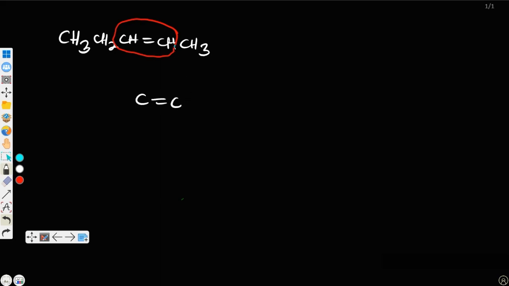And then the next we are going to have, this carbon is bonded to what? Is bonded to hydrogen and then CH3. So we are going to have it bonded to hydrogen and then CH3 here. And then this other carbon here is also bonded to hydrogen and then bonded to CH3, CH2. So we are going to have it as CH3, CH2.